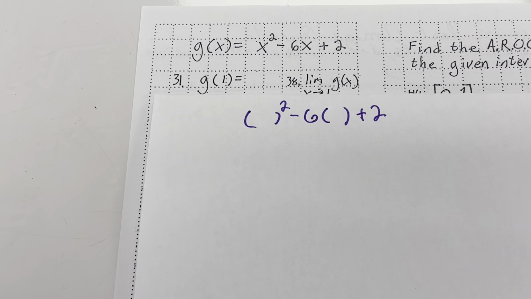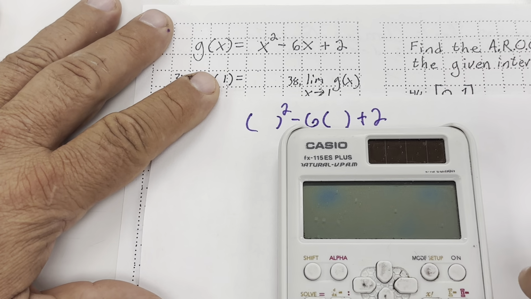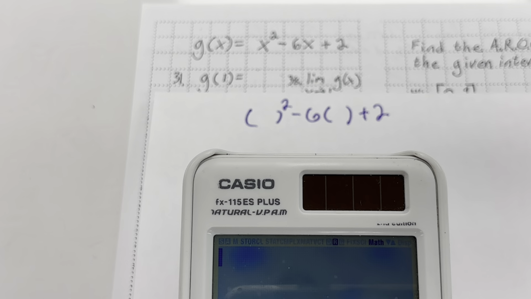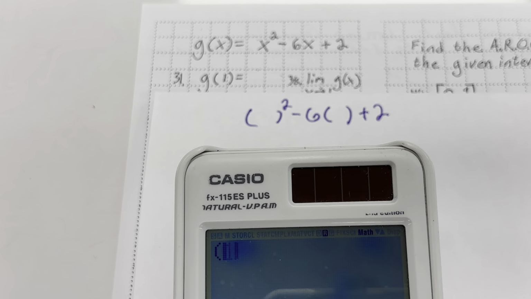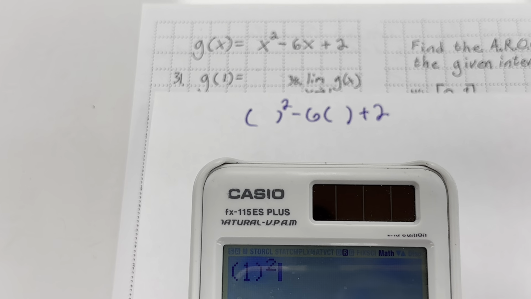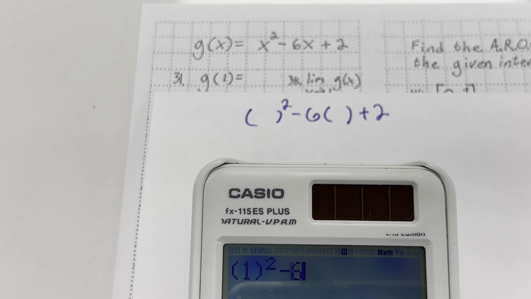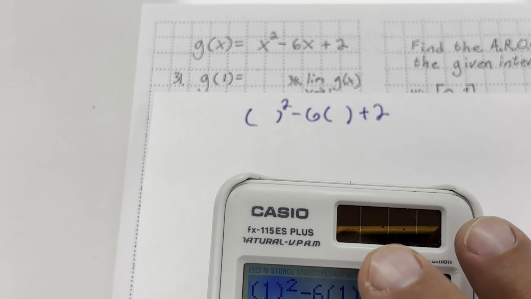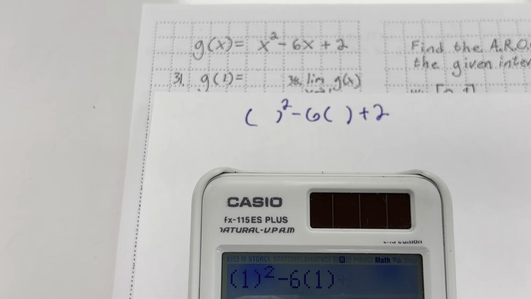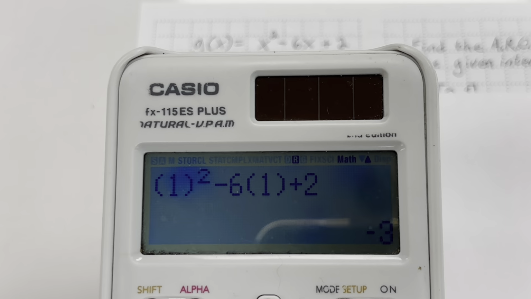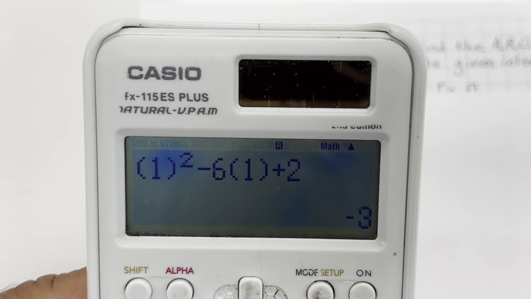And we can do that on the calculator if you want to plug in the 1. So I'm going to plug in 1 parentheses enclosed squared minus 6 times 1 plus 2. And that would equal -3 when we type that in.